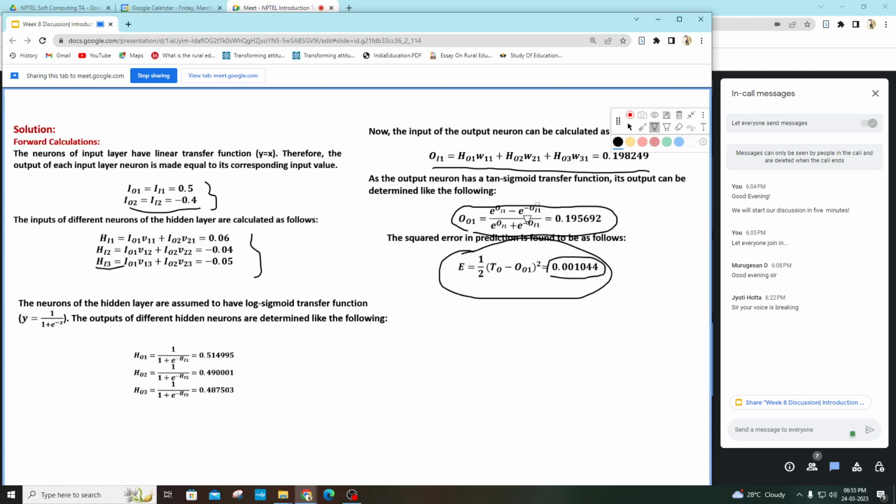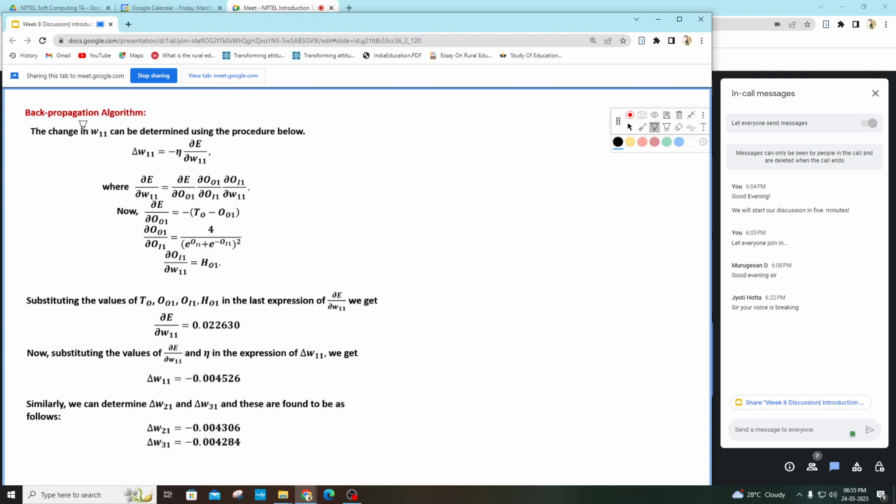We had got our output, we had got our error. Now our target is to modify the weights, as asked in the question. So how will we modify our weight? We will modify our weight by this formula that I have just discussed: learning rate into del E by del W, and as we are calculating for W11, del W11.